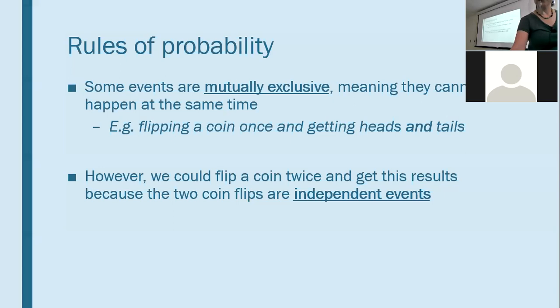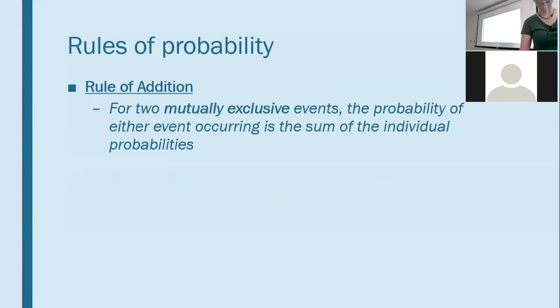So we can make some rules about how to calculate probability, looking at independent events. Rule 1, the rule of addition. We're talking about 2 mutually exclusive events, like flipping heads and tails, or inheriting a big P and a little p from the same parent. For 2 mutually exclusive events, the probability of either event happening is the sum of the individual probabilities.